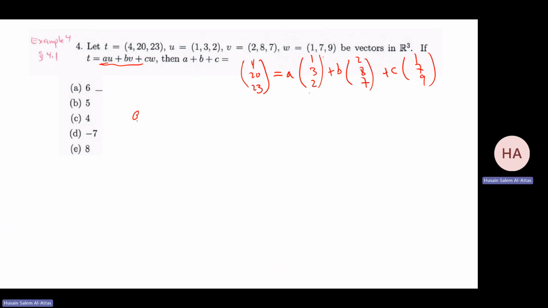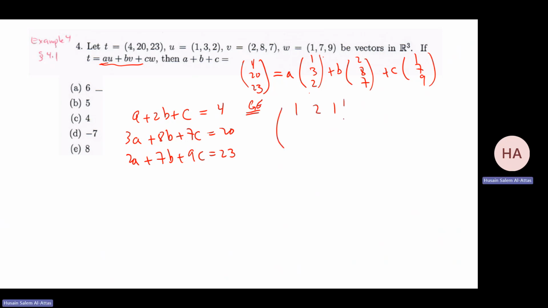So I have A plus 2B plus C equals 4, and 3A plus 8B plus 7C equals 20, and 2A plus 7B plus 9C equals 23. Let's solve this system. Let me solve it by Gaussian elimination.